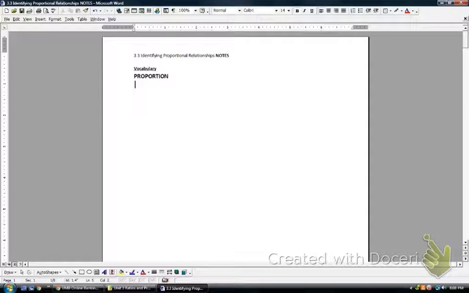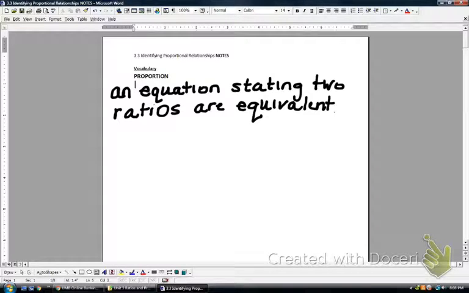So today we are going to learn how to identify proportional relationships, and we're going to look at it with proportions, and we're also going to look at proportions in tables. So just like always, we're going to write down our definitions. A proportion is an equation stating two ratios are equivalent. So there's the definition. You can go ahead and write that down.